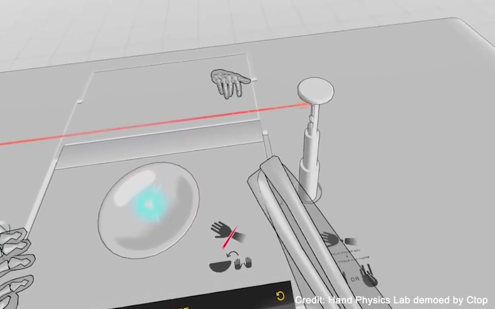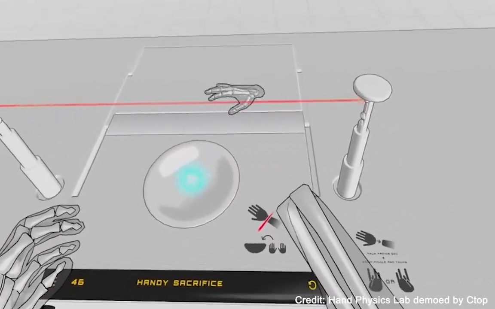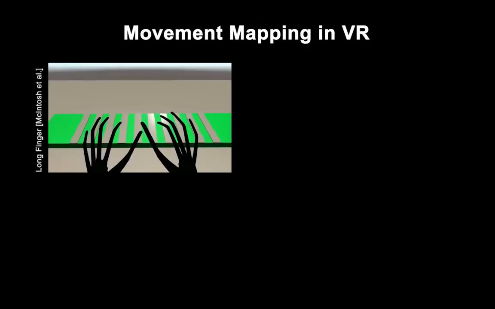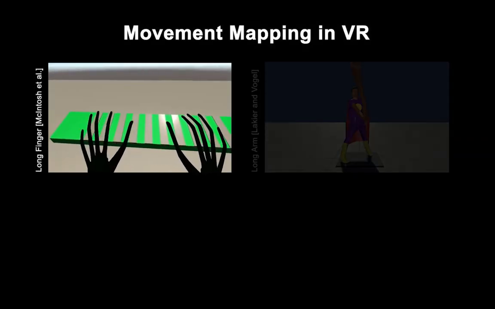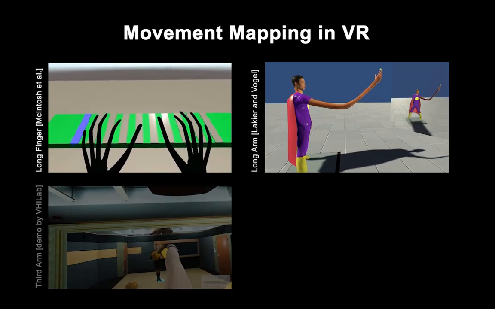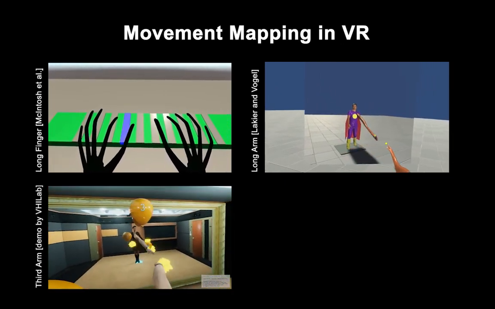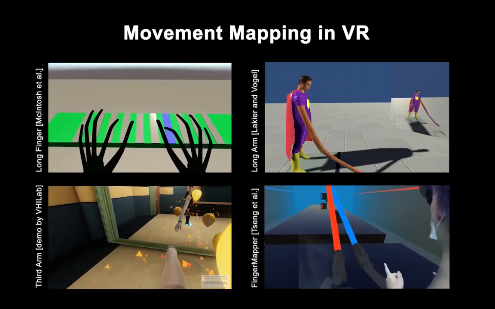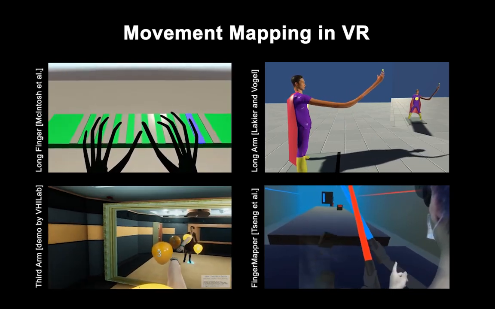Virtual reality techniques can modify how physical body movements are mapped to the virtual body. For example, users can have longer fingers when playing the piano or reach way further in VR than their physical arm could reach. They can also have supernatural body structures like an additional limb or tail, or control the body differently, such as using fingers to move the whole arm.